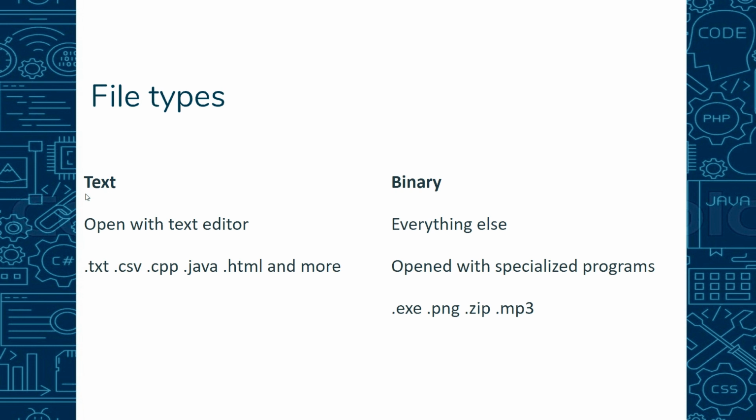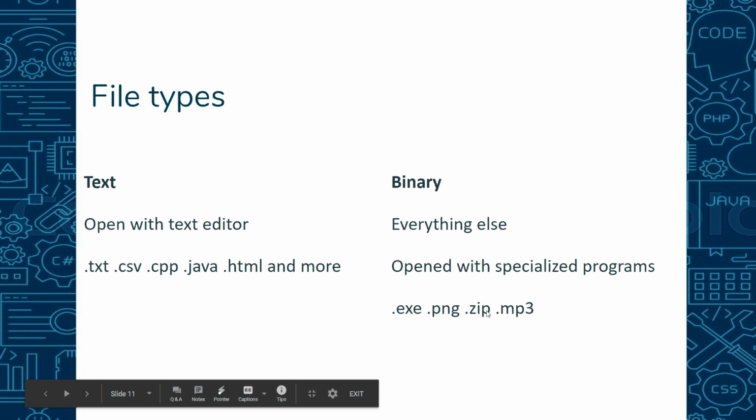You could do some sort of text file, which will open with a text editor. For example, there's a .txt. We're going to use a CSV file, which is just a comma delimited file. .java and .cpp are all text files. Binary files are things that you would open with specialized programs, such as an .exe. A PNG, you use some other program to open that file. Same thing with an MP3. Although it doesn't seem like it, a zip file is actually a binary file.